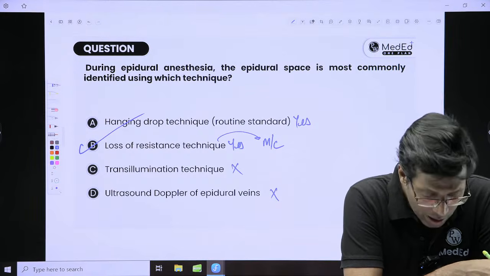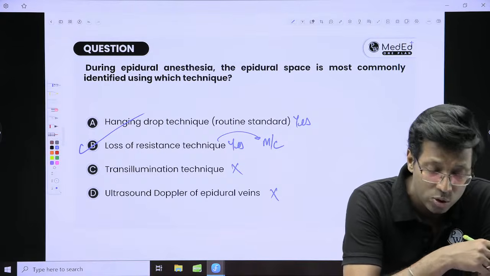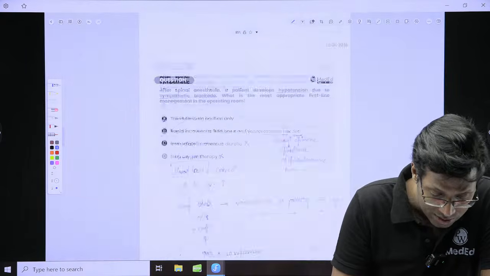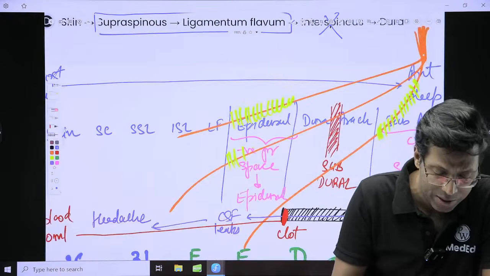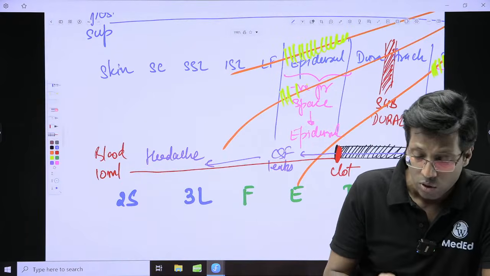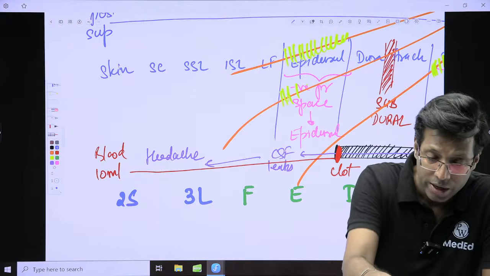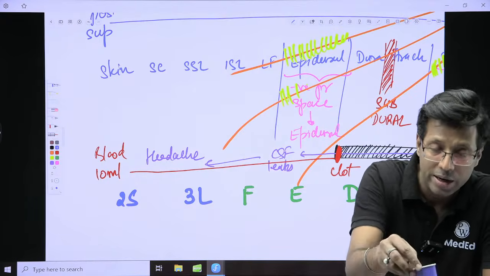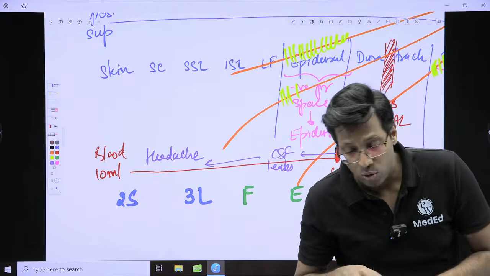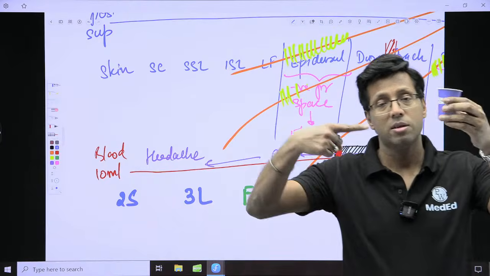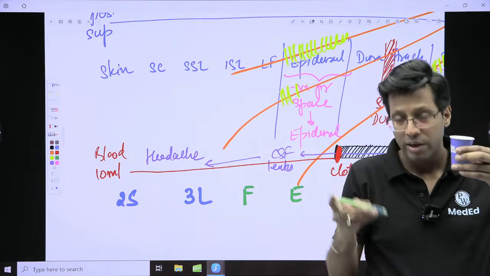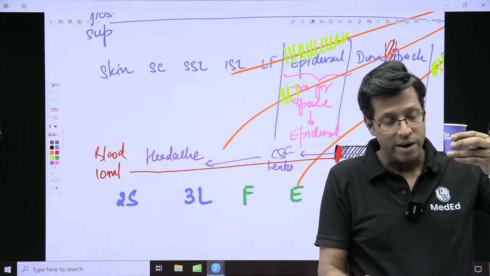Yes. More than that, I'll tell you the reason. When I was discussing, it's a negative pressure space. What's the meaning of a negative pressure space? Negative pressure space means it contains air. Imagine it's like a balloon filled with air. So if I take the epidural needle, it contains air or saline, and I try to push it.